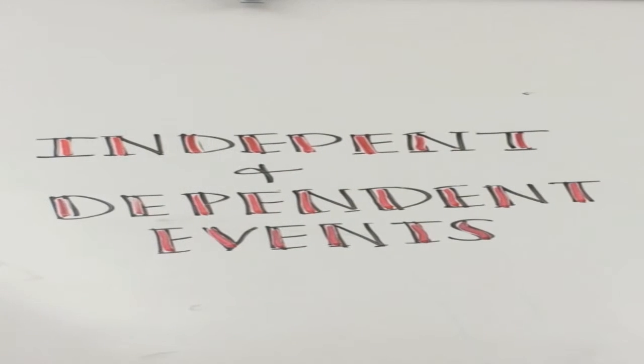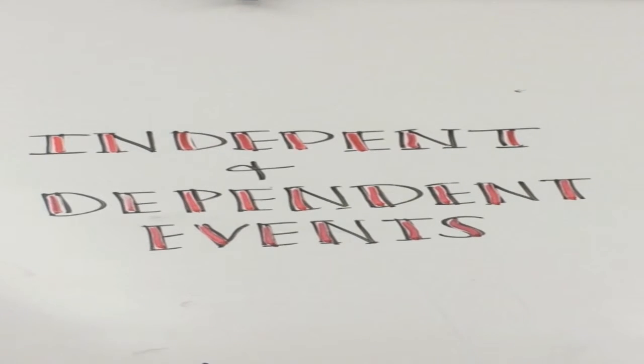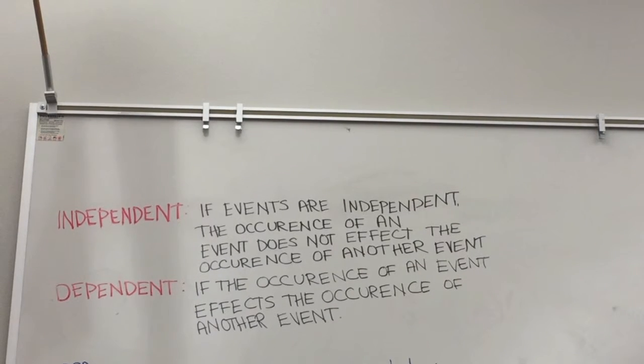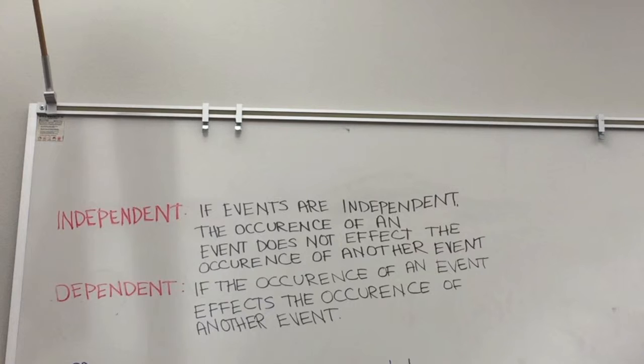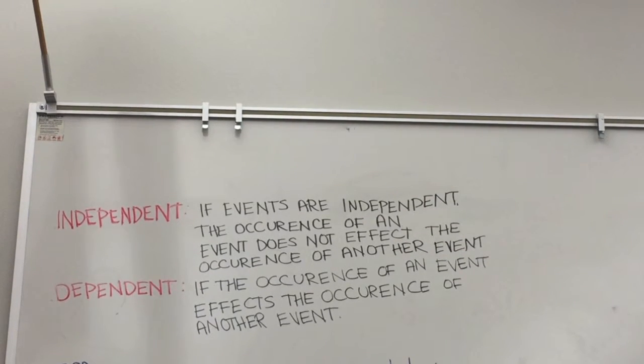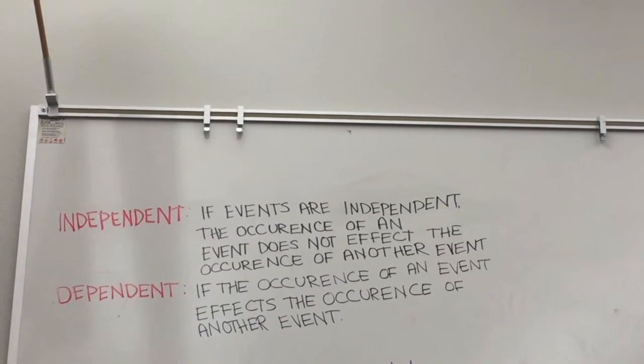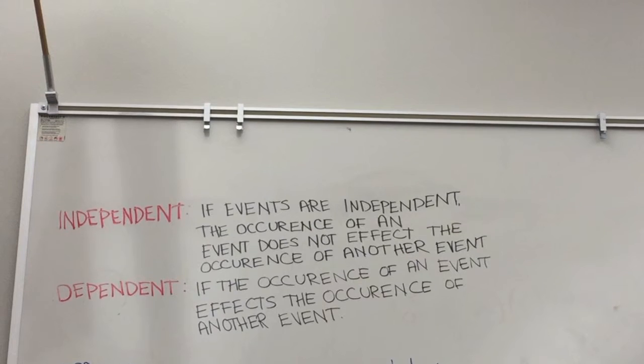In this video, we are going to show you how to find the probability of independent and dependent events. Here's the general definition of independent and dependent events. If an event is independent, the occurrence of an event does not affect the occurrence of another event. If it is dependent, the occurrence of an event affects the occurrence of another event.